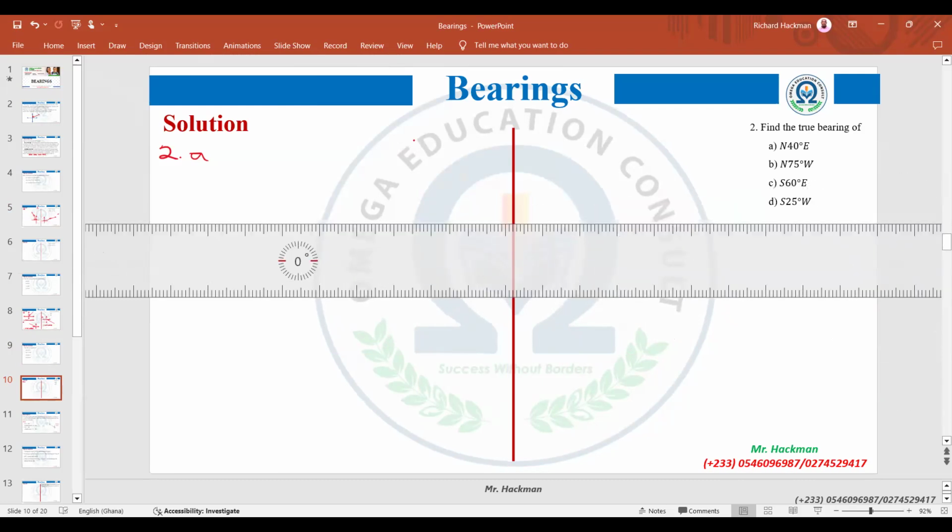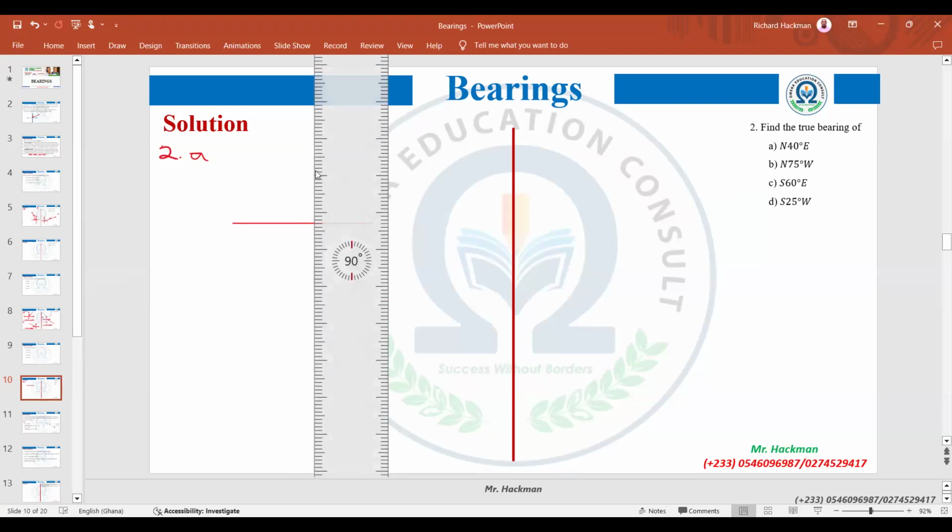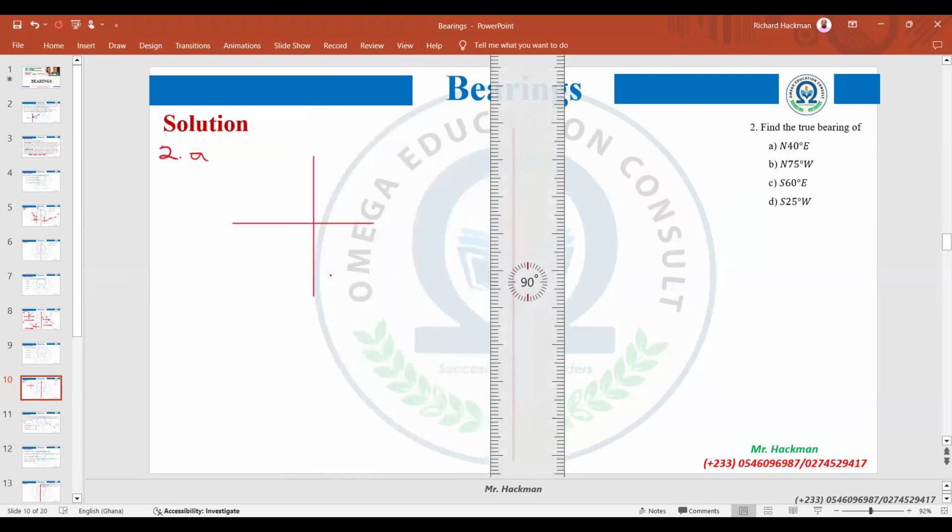So yes, compass bearing. Immediately I draw, I have to indicate all my cardinal points, because the original bearing is in the compass bearing form. I don't forget my arrows, bringing in the rays. So my north, my south, my west, my east. So this is what I have.